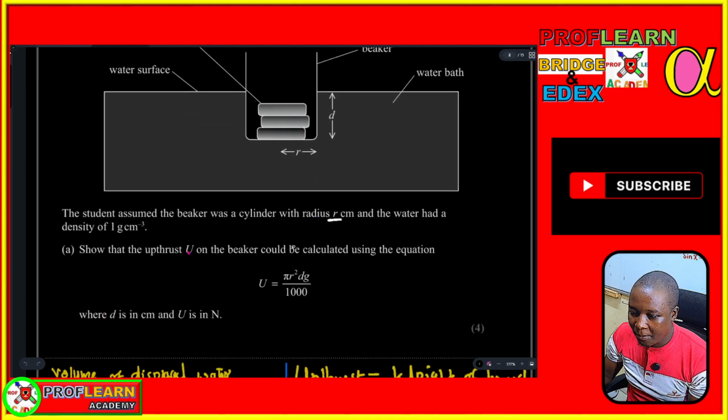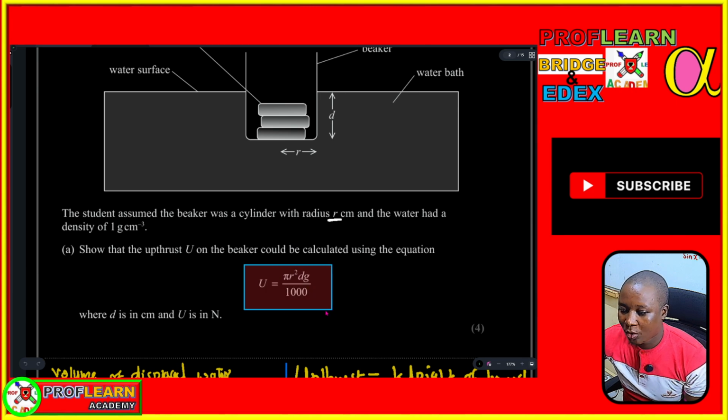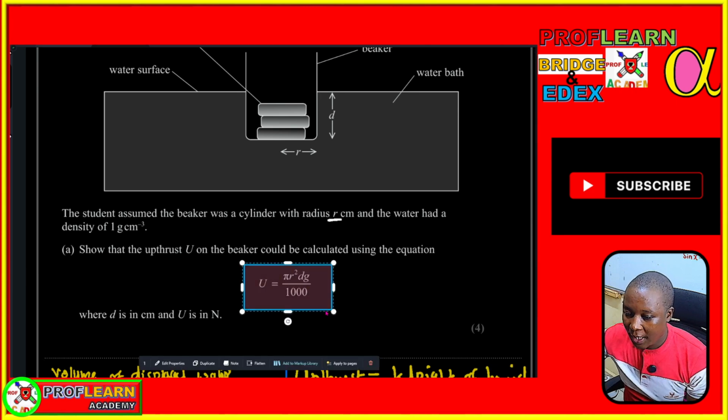Show that upthrust could be calculated using this particular equation. In this case, the examiner is trying to check whether the student understands how to derive equations, and we are told that D is in centimeters.